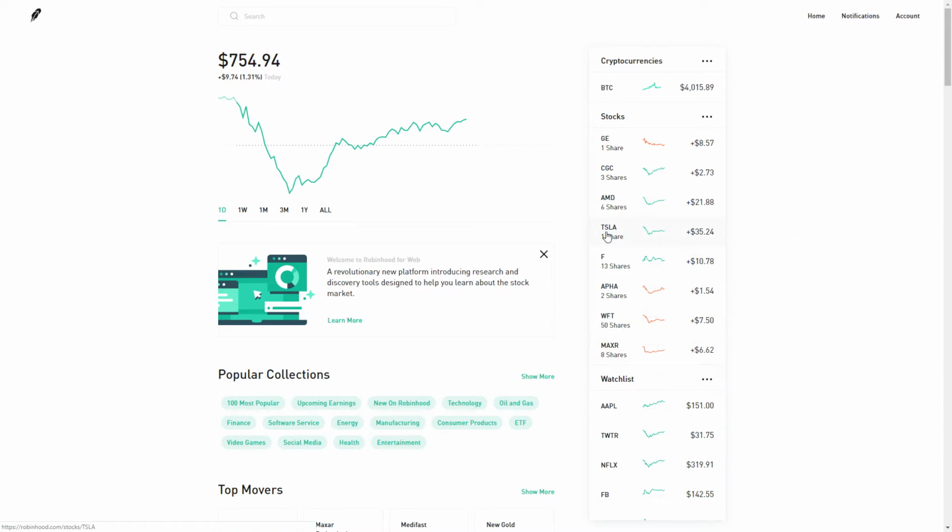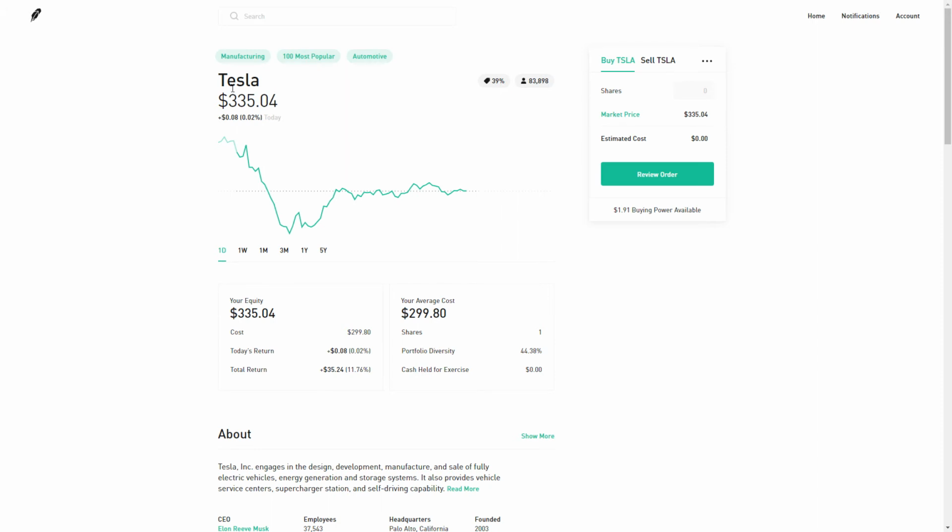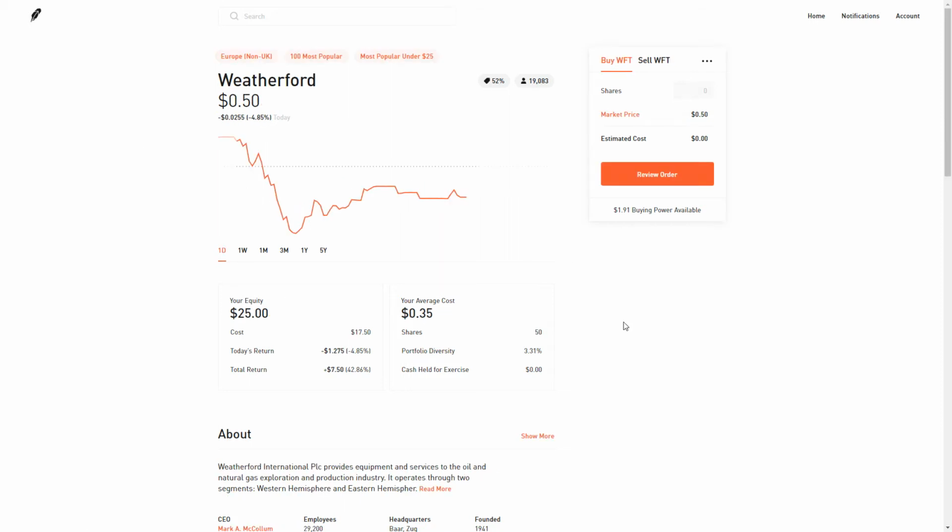So for instance, Tesla, obviously that's an easy one. I know exactly what that is and why I picked it. I bought in at $299.80. It's currently trading at $335.04, so we're up about $35, which is cool. This one is an interesting share.